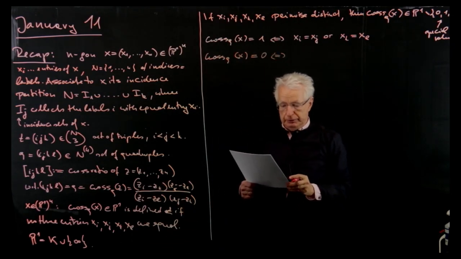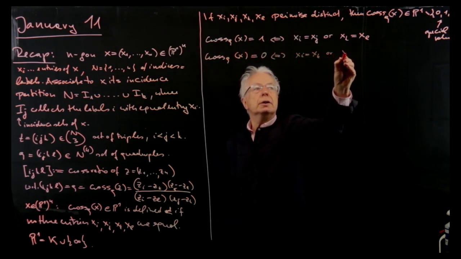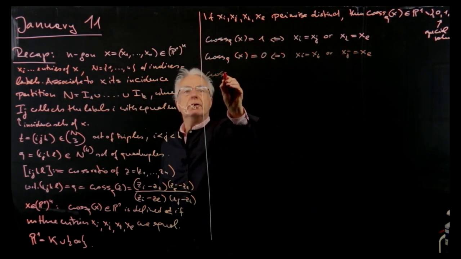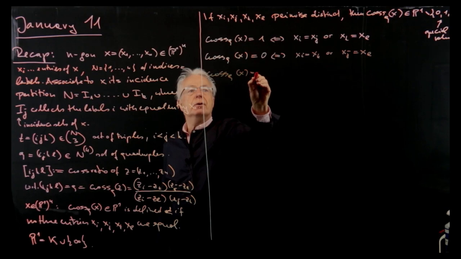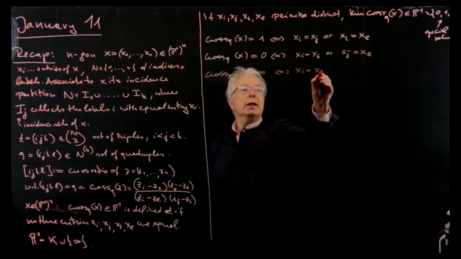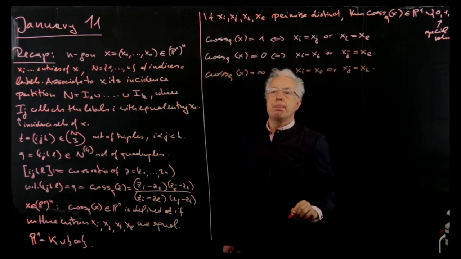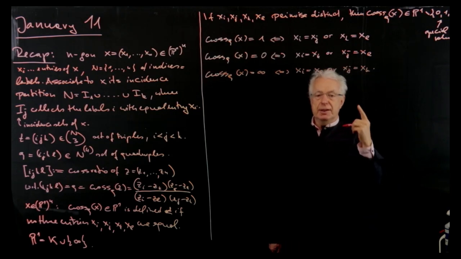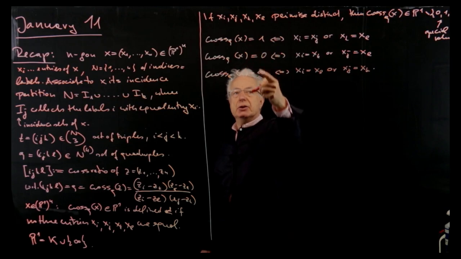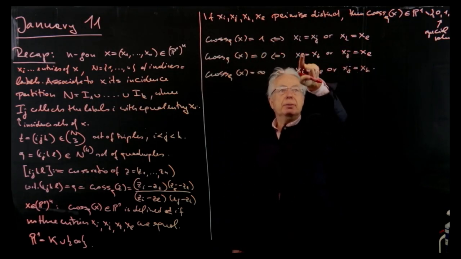And here we have xi equals xk, or xj equals xl, and the cross ratio is infinity. In the remaining case, xi equals xl, or xj equals xk. So that's the funny thing of cross ratios: whenever they take a special value, we know which entries are equal, but there's an ambiguity here.